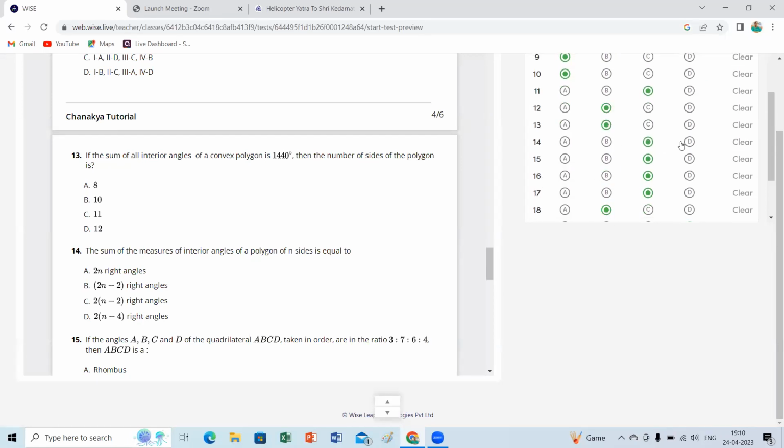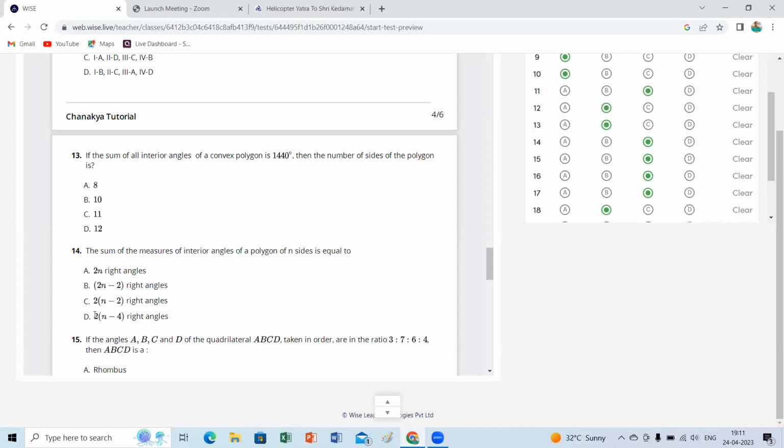It should be B, ma'am. It's D. Maybe it is 2n minus... B, no, ma'am. So what is the correct option here? The sum of measures of interior angles of an n-sided polygon. What is the formula for the sum of interior angles, children? Ma'am, n minus 2 bracket into 180. 180, or else two right angles. If you take 180 as two right angles, n minus 2 can be written as two right angles into n minus 2.